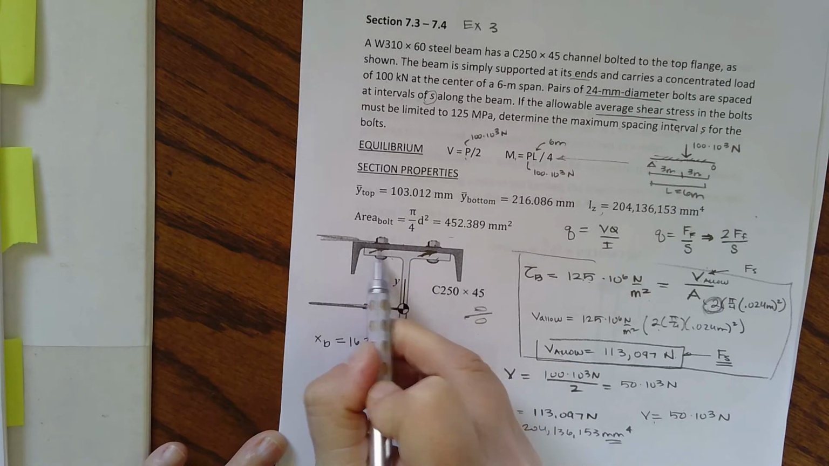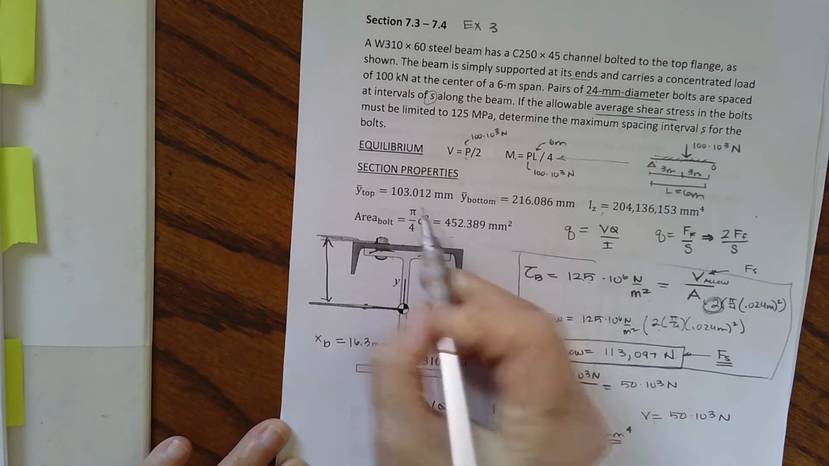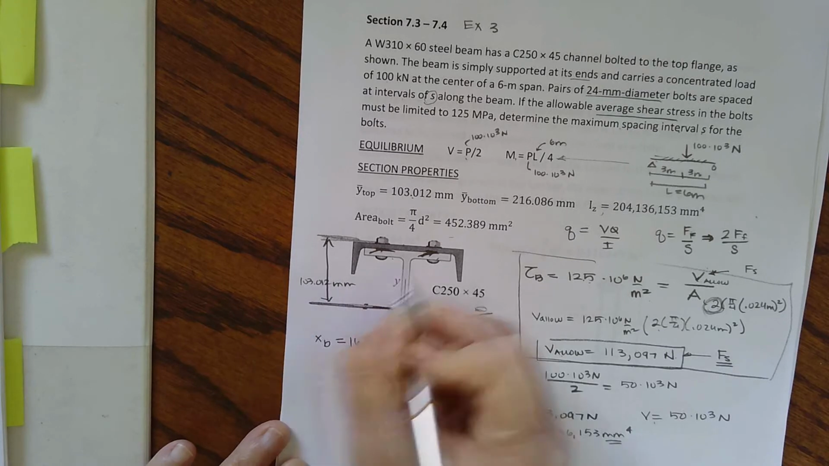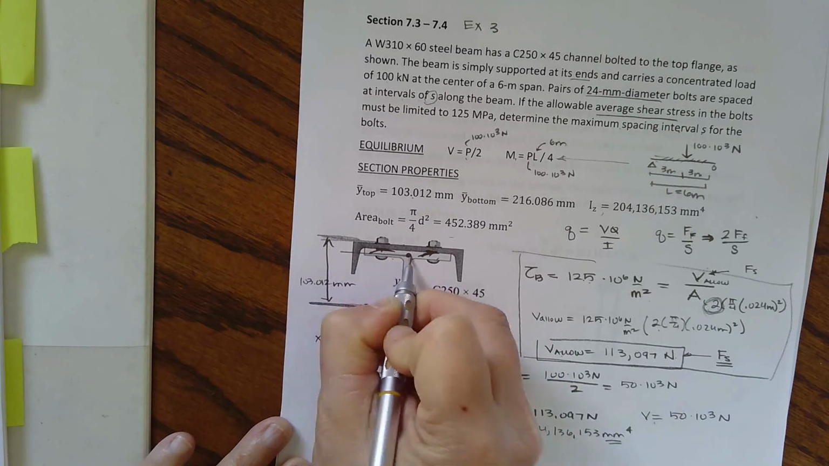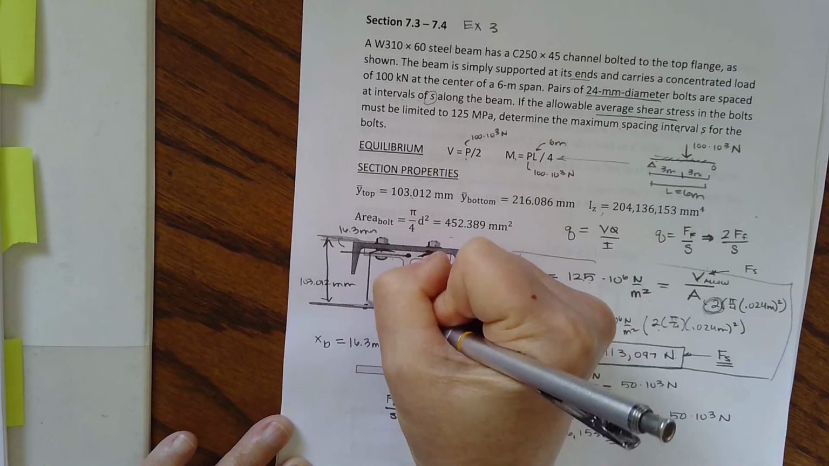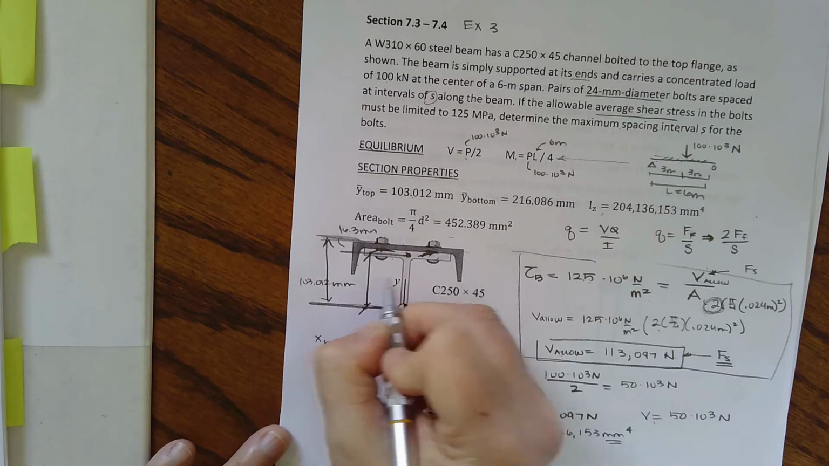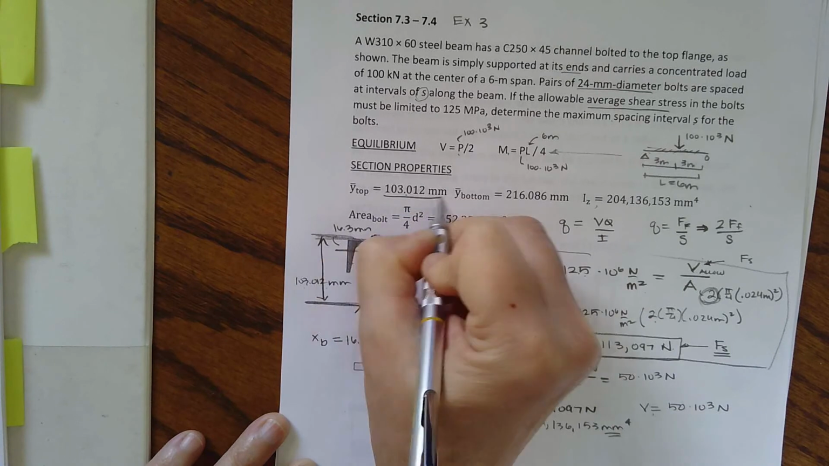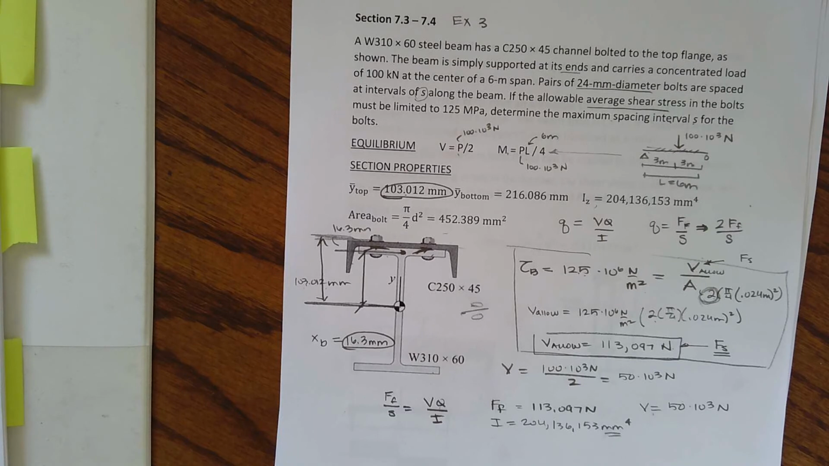So I know when I'm looking for the Q that I have to go up this height, and that's to the top. That's 103.012 millimeters. And then the centroid of the channel is going to be about there. And this distance is 16.3 millimeters. So the distance from the overall centroid to the centroid of the channel is going to be 103 minus 16.3.